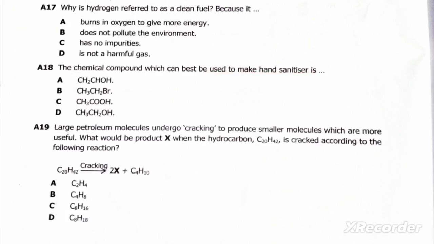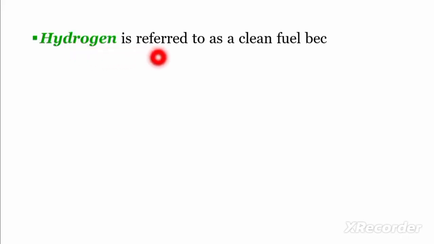So guys, we need to remember that the best chemical compound that can be used to make hand sanitizer is alcohol. Okay, do we have alcohol here? So A, this is not an alcohol. Reason being, we can see that one hydrogen is missing here. B, this is not an alcohol. C, this is carboxylic acid.